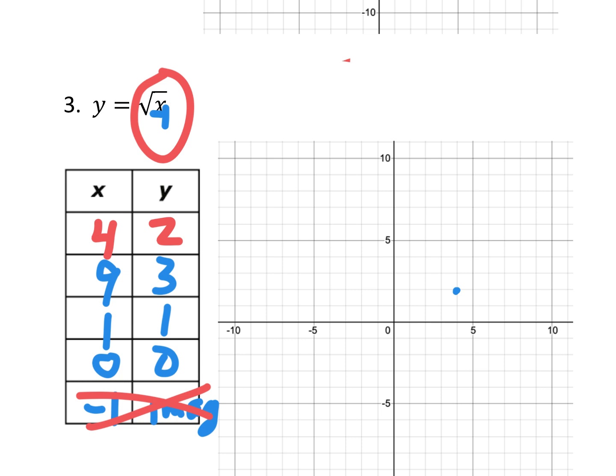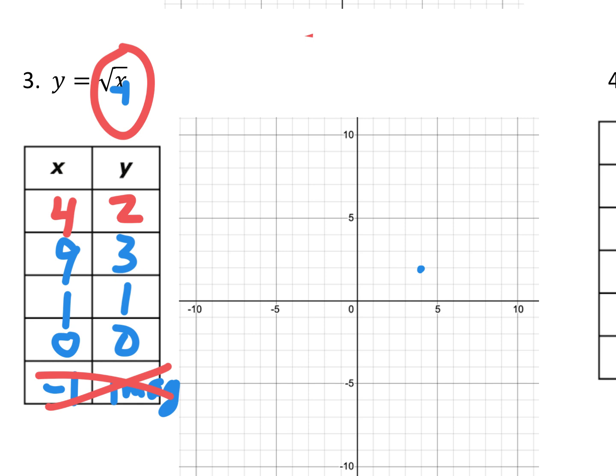Okay, so then you just have to graph the points. If you know how to graph, you get a free point on this test. Just go over 9 up 3, over 1 up 1, over 0 up 0, and there it is. Connect the dots. Okay, so there's going to be some problems that are that easy.